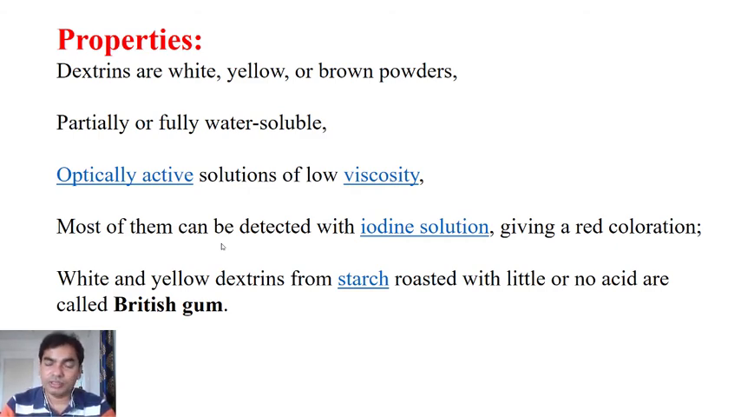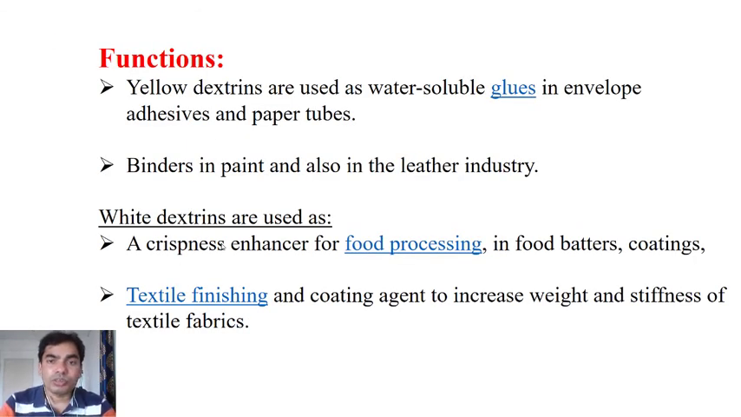solution, as we know the iodine test is well known for the carbohydrates, giving a red coloration. Iodine is for the starch, and dextrin is the byproduct or small fragment of the starch, giving a red coloration. White and yellow dextrin from the starch roasted with little or no acid are called British gum, that is used in the industry. So what is the function?